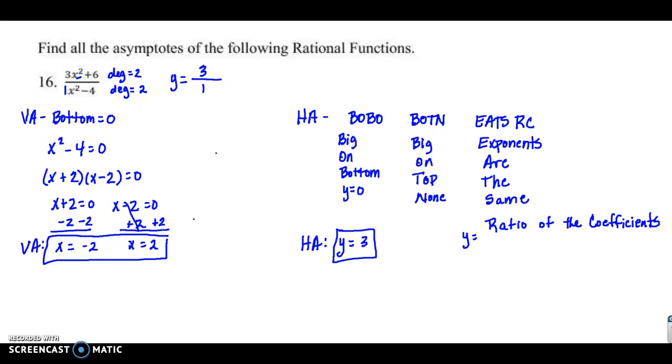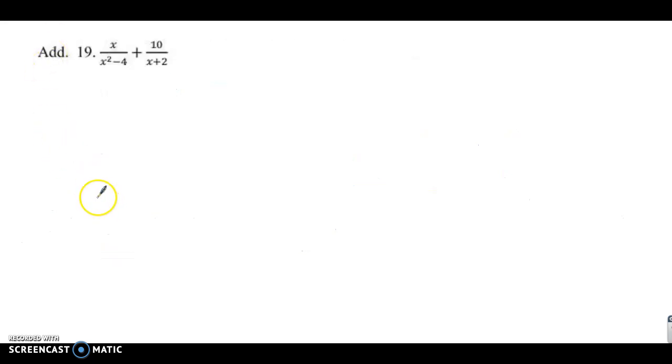So that leaves you with a couple for you to try to find those vertical and horizontals. So next I will look at number 19. With number 19, we're just adding, which, remember, rules for addition, when we're adding fractions, we must have a common denominator. So when we look at our common denominators, we want to look at our factors. So the factors of x squared minus 4, we can factor that to be x plus 2 and x minus 2.